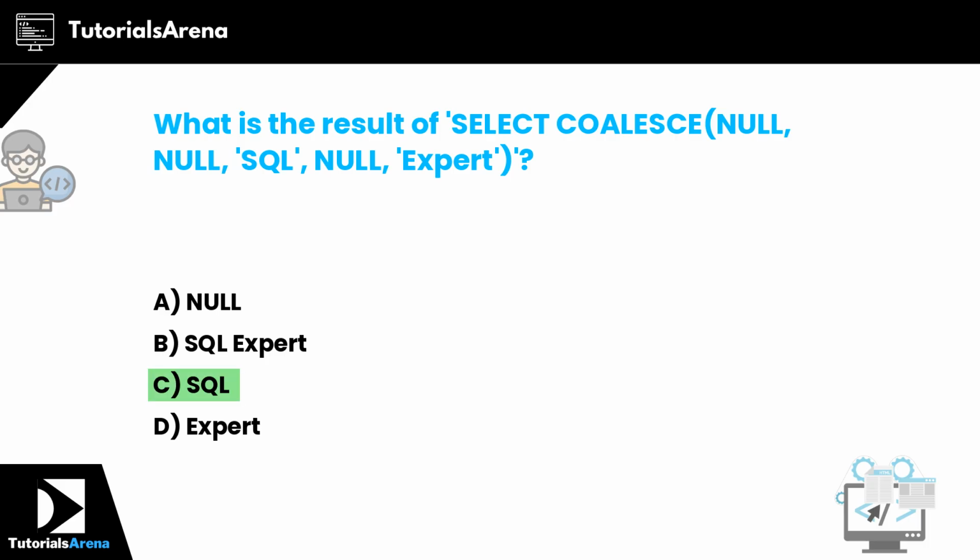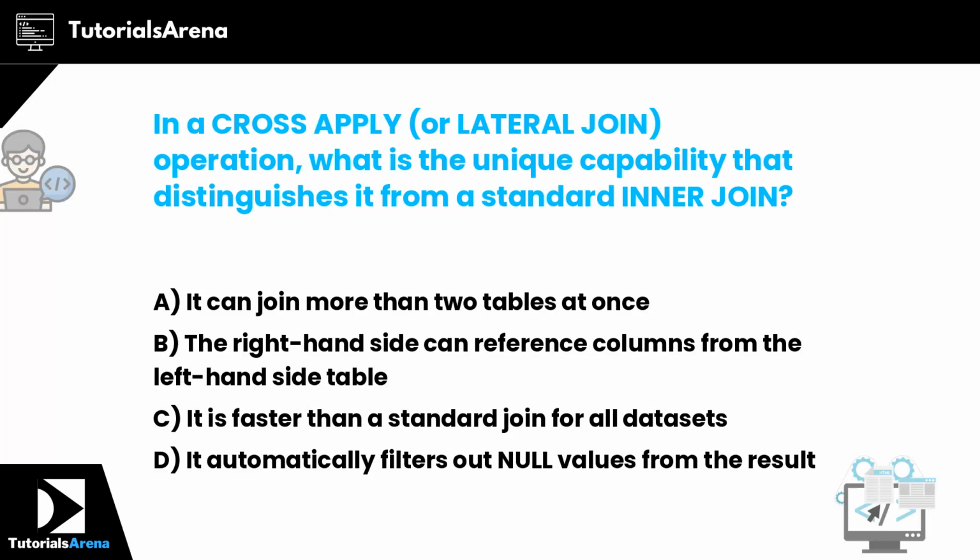Answer is C. SQL. In a cross apply or lateral join operation, what is the unique capability that distinguishes it from a standard inner join? Answer is B. The right-hand side can reference columns from the left-hand side table.